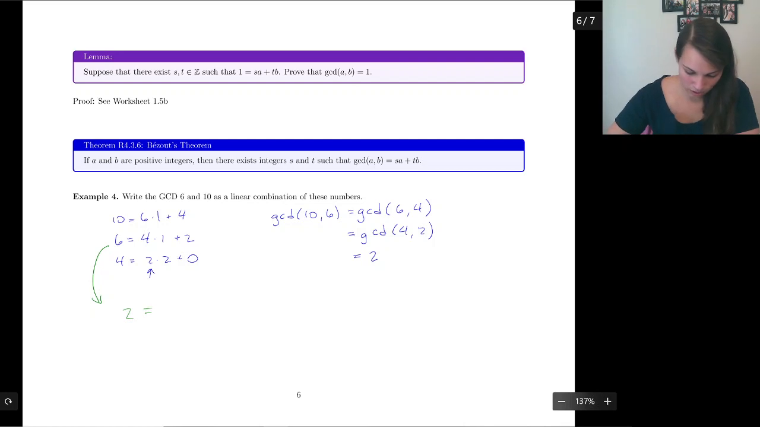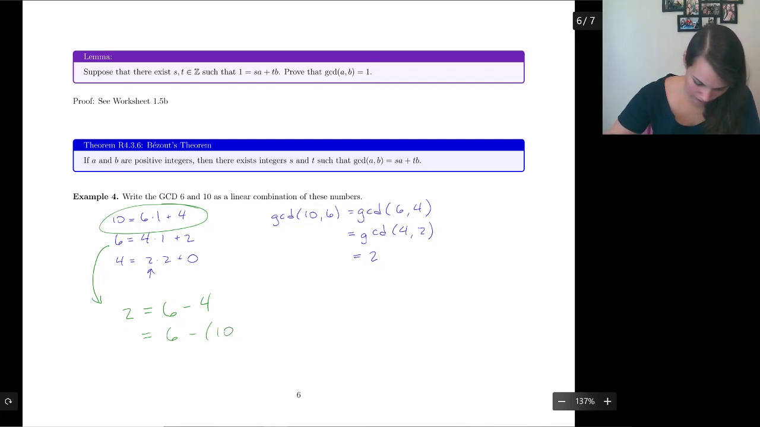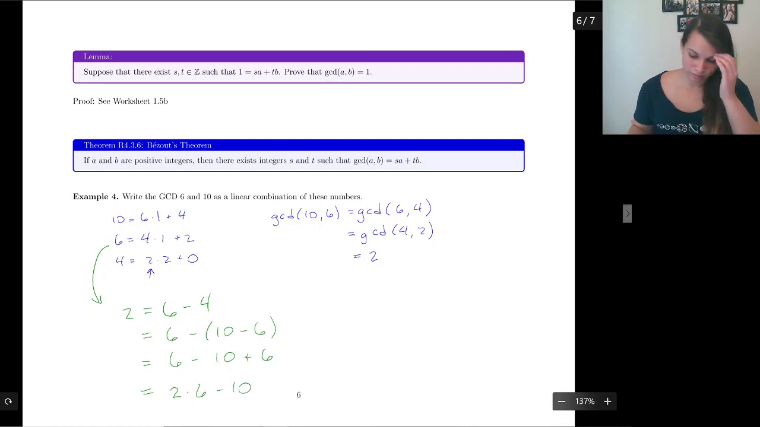So 2 is equal to 6 minus 4. Very specifically 6 minus 4 because that's what that equation says. And then now I'm going to say 4 is the next object of my wrath. I don't like 4. 4 was not part of the original deal. I want back to 10 and 6. Great news. I have an equation relating 10, 4, and 6. So 6 minus, and we're going to say 10 minus 6. Be sure to distribute your negatives. Now we have 2 times 6 minus 10, just like I originally predicted.